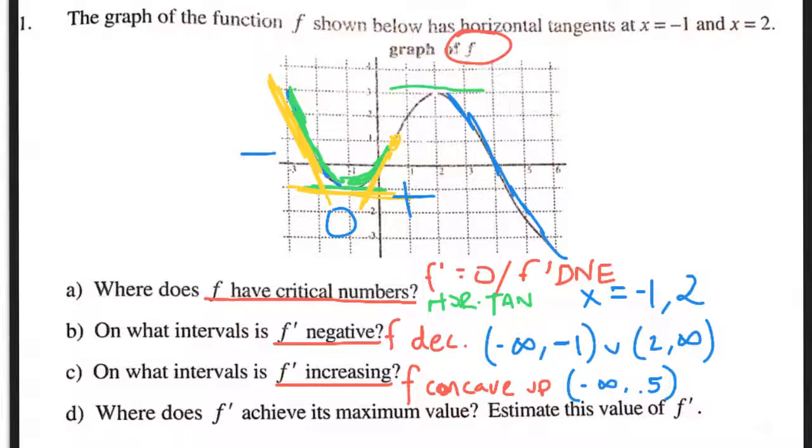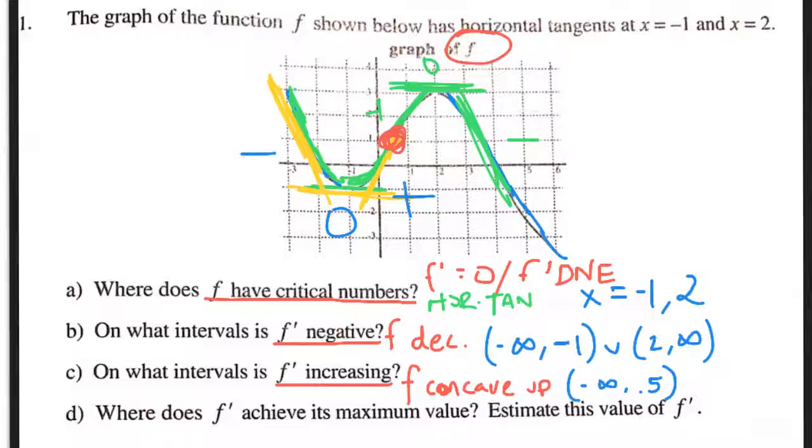So our slopes were increasing. And then they start to decrease. They're still positive, and then they become 0, and now the slopes of our tangent lines are negative. So positive to 0 to negative. The place where f prime achieves its maximum value would be that inflection point. I guess the easiest way to think of it is where we change from concave up to concave down, because that's where f prime goes from increasing to decreasing.